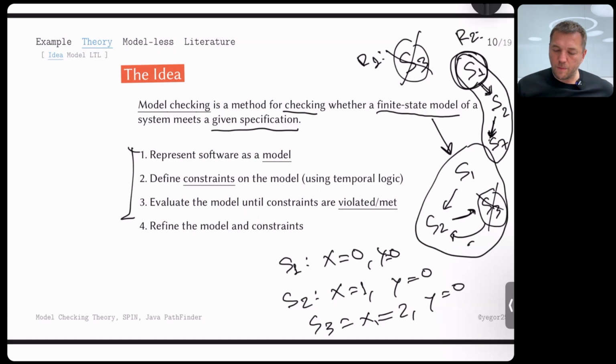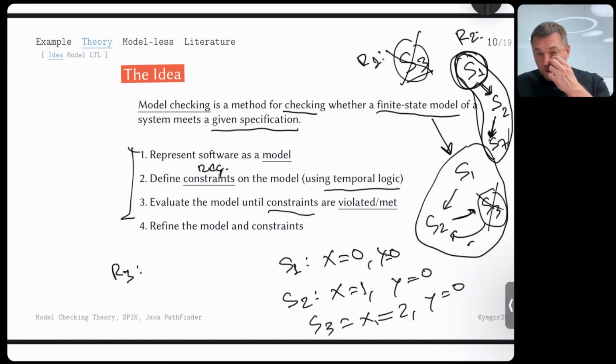It could be another requirement, for example, requirement number 3. I can say, I don't know, we will see. In the next slide, we will see the combinations of these requirements, how you can specify them. So basically, the workflow is this. First, you represent the software as a model. We did it before. Second, you define constraints, or maybe requirements, the same, on the model using temporal logic. We will see now what I mean. So this was just the example of temporal logic for you, but very primitive. Number 3, evaluate the model until constraints are violated or met.